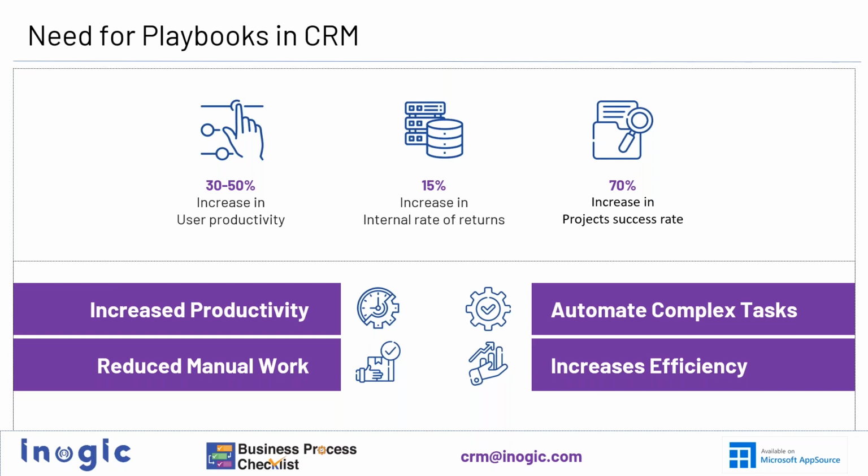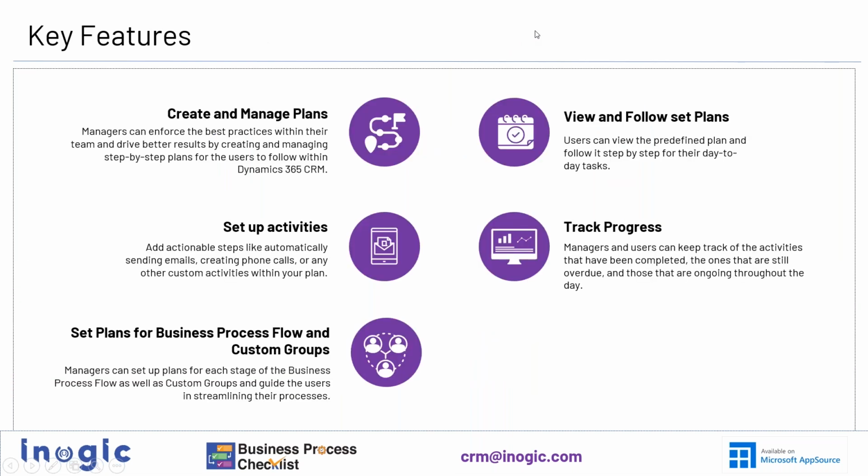Now, they definitely bring increased productivity, help automate complex tasks, reduce the need for manual work, and significantly improve the overall efficiency. Now, let's take a closer look at some of the key features offered by our business process checklist solution. The business process checklist is a powerful tool designed specifically for Dynamics CRM users, and it serves as a valuable aid for simplifying and enforcing business-specific playbooks, guidelines, and policies at every stage of a process.